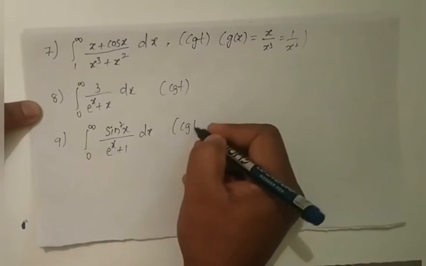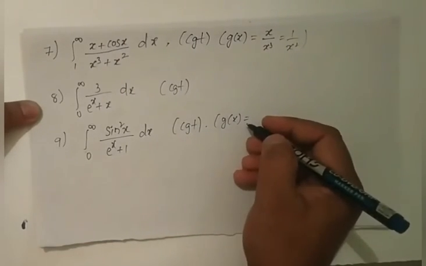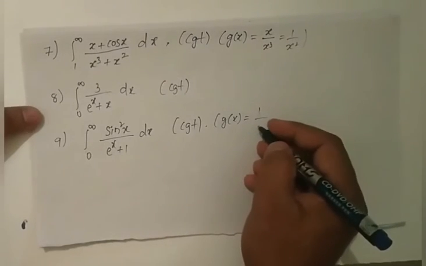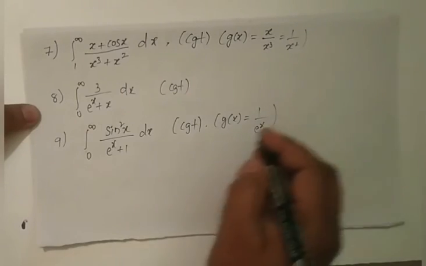Okay, this is convergent. Okay, what is g of x here? Tell me. Sine square is always less than or equal to 1. Then what is the highest power of x in denominator? E power x. Okay, do it.